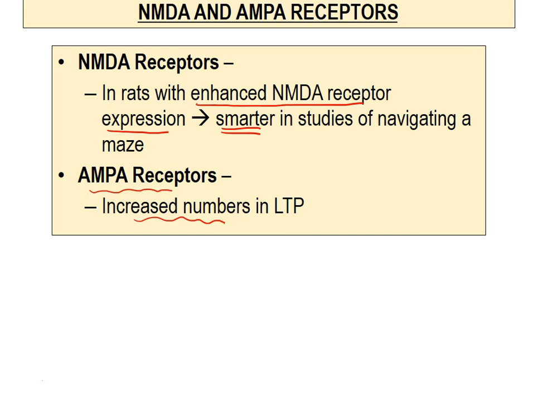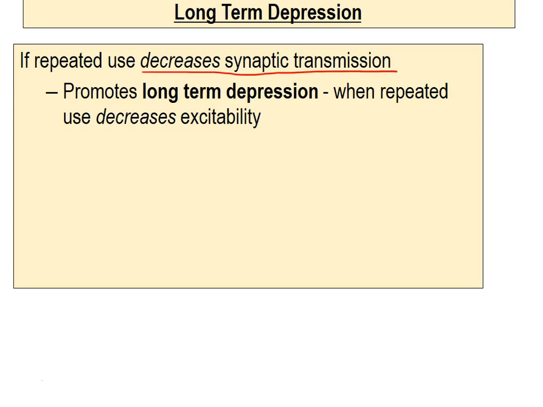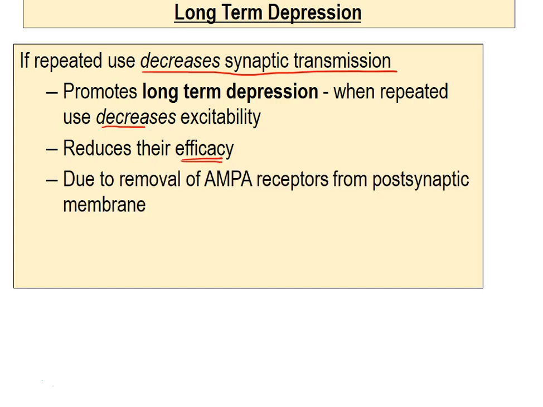The opposite phenomenon is called long-term depression, if repeated use decreases synaptic transmission. Repeated use decreases the excitability, reduces the efficacy of the synaptic connection, and this has been found to be associated with removal of the AMPA receptors from the postsynaptic membrane.